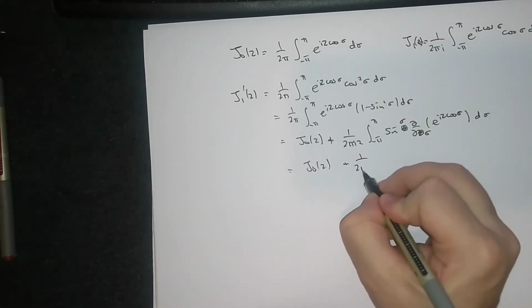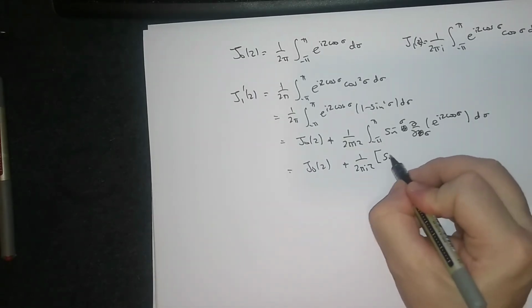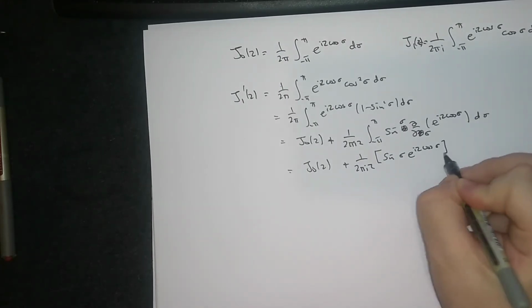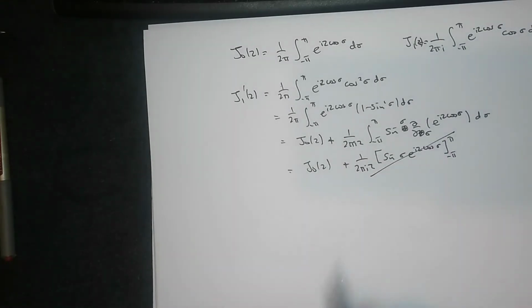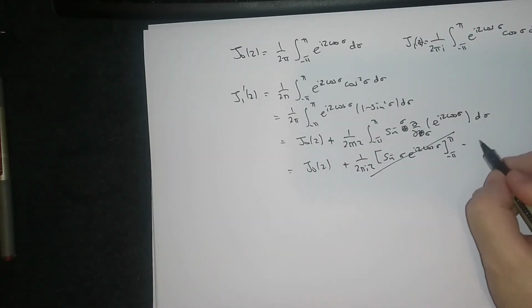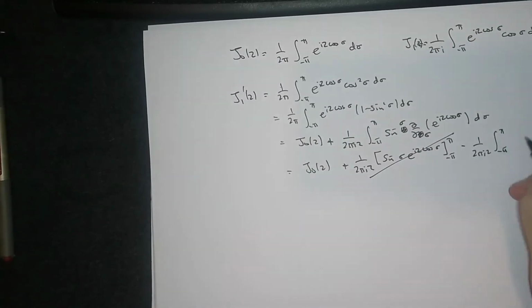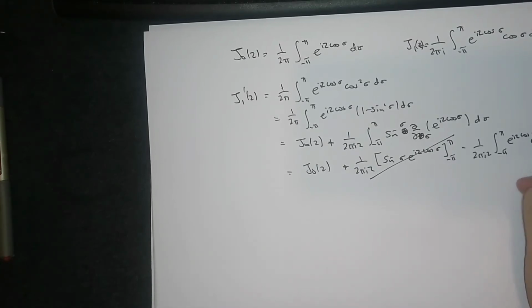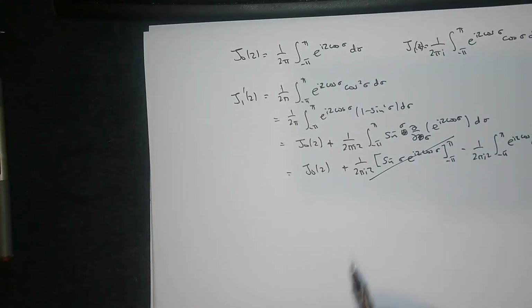plus 1 over 2 pi i z, sine sigma e to the iz cos sigma from minus pi to pi, which of course vanishes because the sine vanishes, minus 1 over 2 pi iz the integral of e to the iz cos sigma times cos sigma d sigma. That's differentiating the sine.